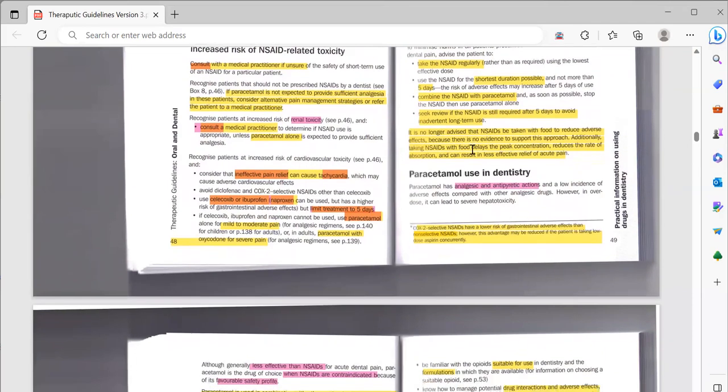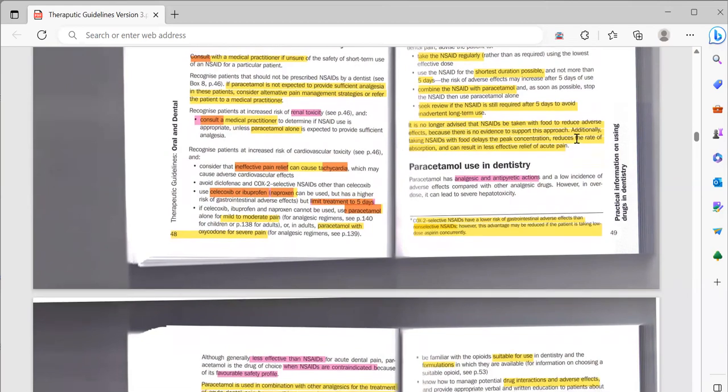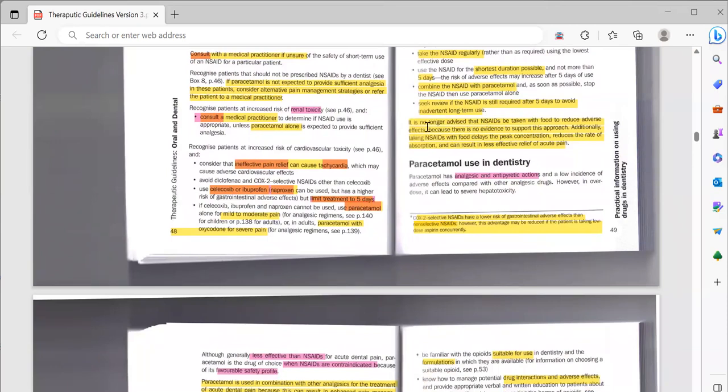It is no longer advised that NSAIDs be taken with food. Previously, we used to ask the patient to take it with food, but now it is not advised to take it with food to reduce adverse effects, because there is no evidence to support this approach. Additionally, if the patient takes the NSAIDs with food, it delays its peak concentration and reduces the rate of absorption and can result in less effective pain relief. So, in brief, you should not advise the patient to take it with food, because food impairs its absorption.